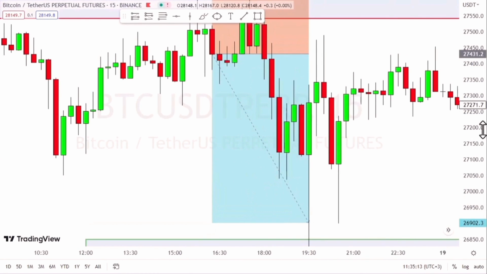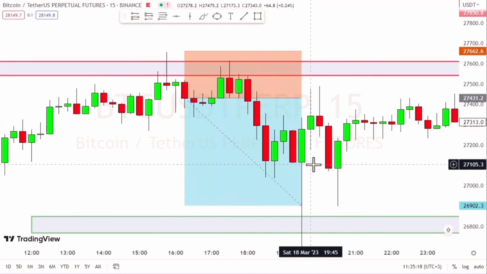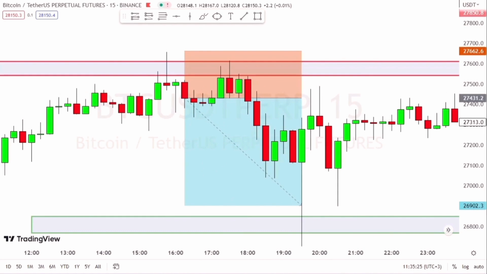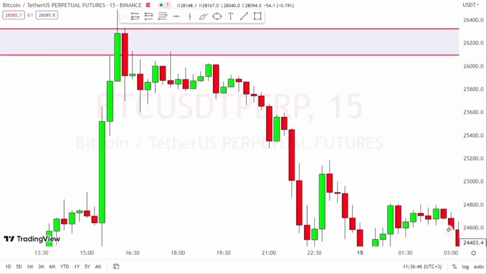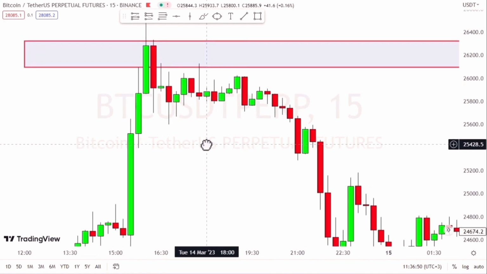So we put our stop loss here, and then we took a trade here, and you can see it was a pretty good profit. Wow, it was amazing. Just like that, you had a beautiful trade, making money for you, making you happy.